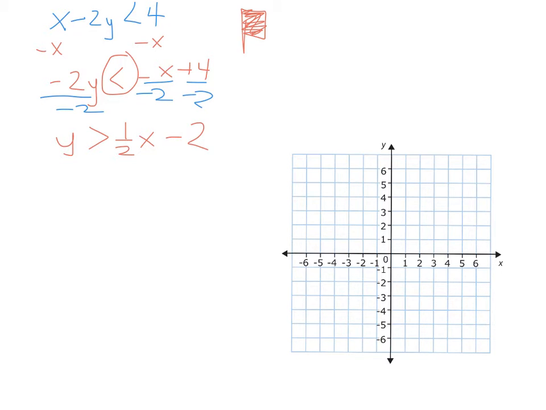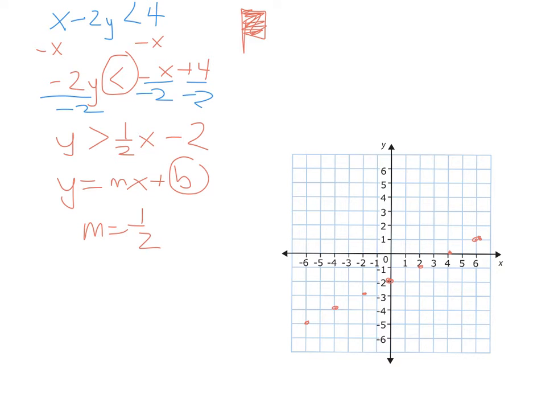Now I'm ready to graph. My y-intercept, in thinking about y equals mx plus b, my y-intercept is negative 2. My slope is 1/2. That means up 1 and to the right 2. So I'm going to keep going up 1 and to the right 2. I'm also going to go down 1 and to the left 2 until I have dots all the way across.